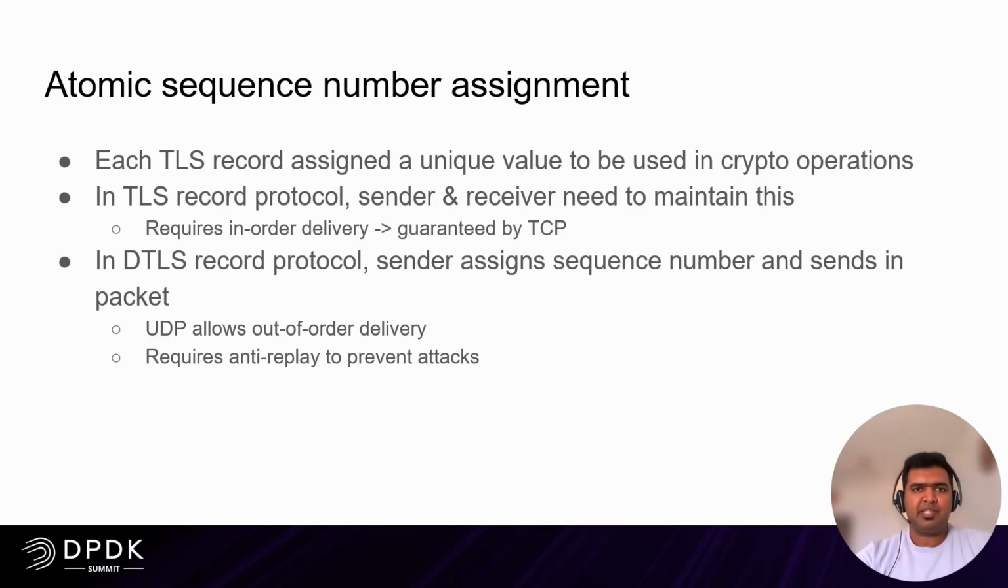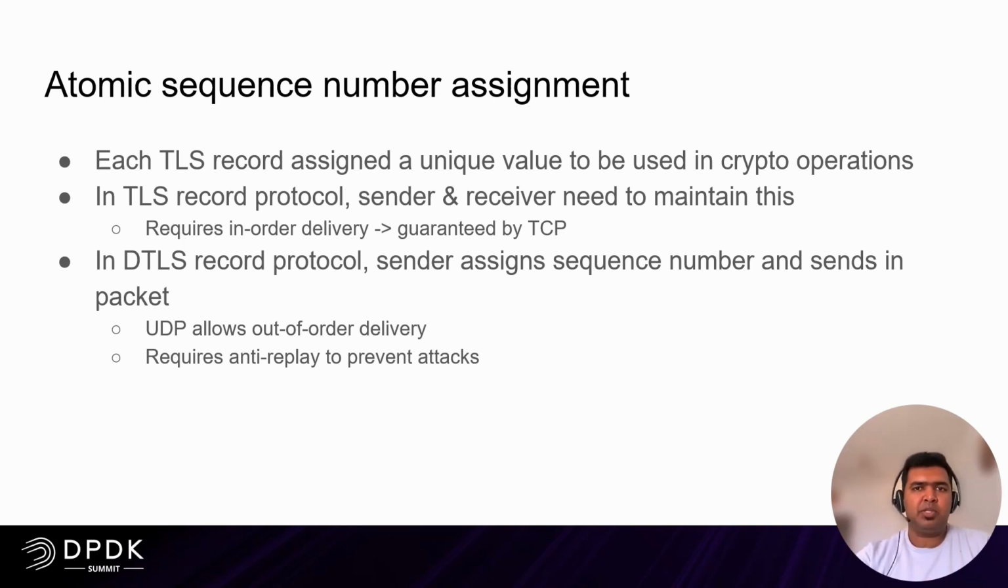Let's start looking at some of the building blocks of a TLS record. As with any security protocol, TLS also has a concept of an atomic sequence number. These unique sequence numbers ensure that the cryptographic operations result in a different output each time the operation is performed. If not, usage of the same inputs, that is the same sequence number and the same input data, can result in compromising the symmetric key.